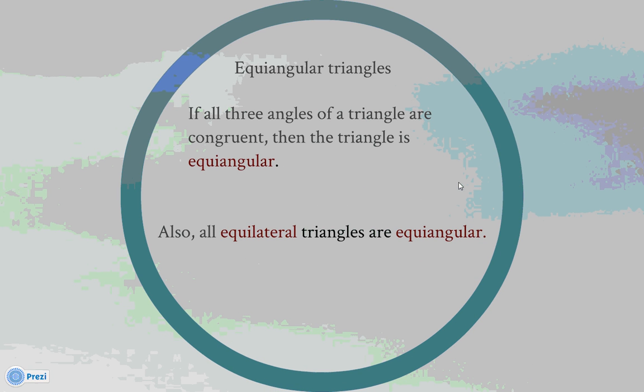Finally, one last type is an equiangular. So this is similar to an equilateral in that all three angles are going to be congruent. And we also know that all equilateral triangles are equiangular because you have three angles that are going to be the same. 180 degrees in a triangle divided by 3 gives you 60, 60, and 60.